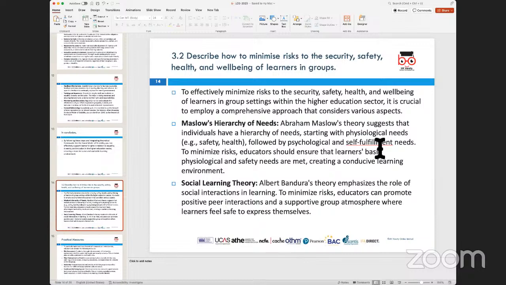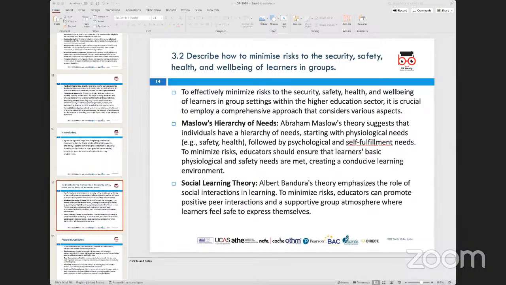So moving on to the second one, which talks about describing how to minimize risks to security, safety, health and well-being of learners when you are in a classroom-based setting. Here there are two or three theoretical frameworks that we can put into context to ensure that learners feel safe and secure while studying in a classroom-based setting.